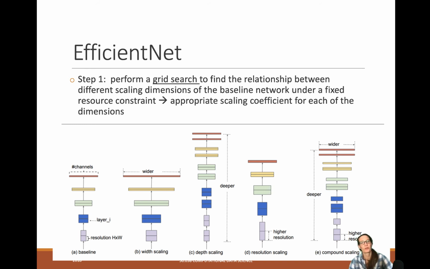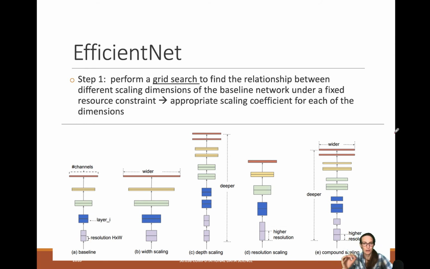It uses a grid search methodology, which we saw in one of the earlier lectures related to SVM, to find the relationship between different scaling dimensions of the baseline network under a fixed resource constraint, which will be your FLOPs or the computing power of your machine. So it'll find an appropriate scaling coefficient for each of the dimensions using grid search.